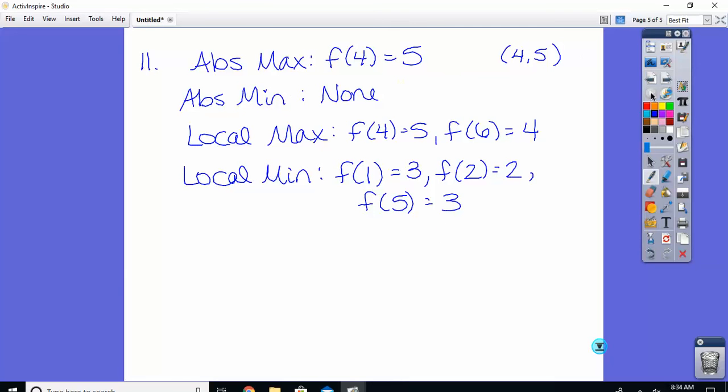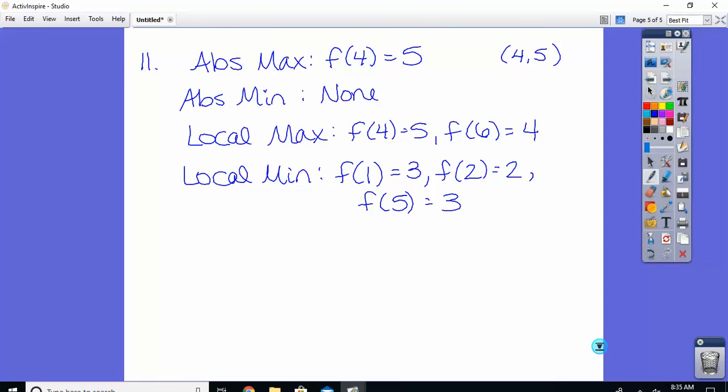Alright, number 12 was another absolute max and min question. Do we need to work that? Yeah. Your only critical point you should get is -2. So you have to test -5, -2, and 0. You should get f of -5 equals approximately -2.289 as the absolute min, and f of 0 equals 2 as your absolute max.